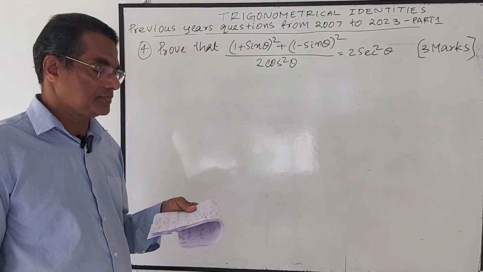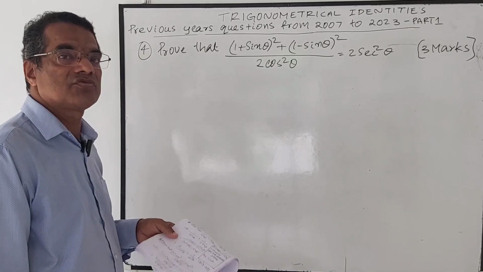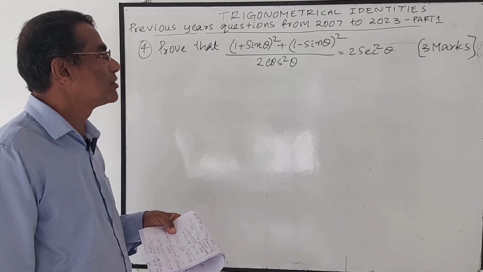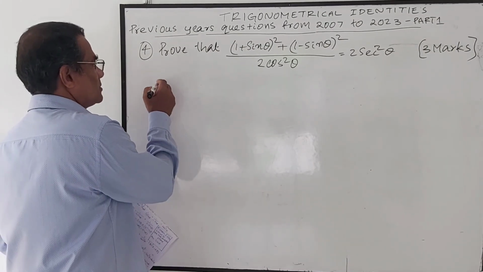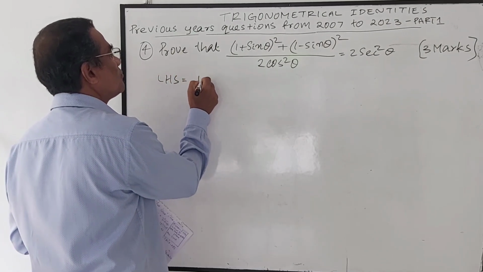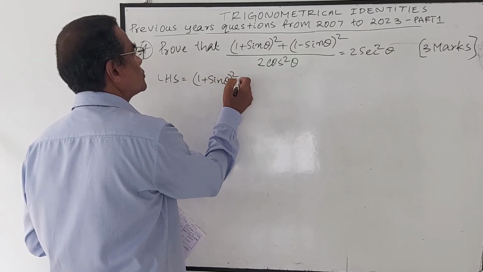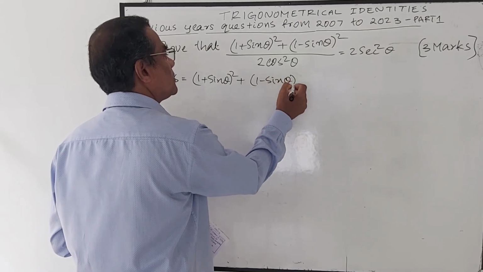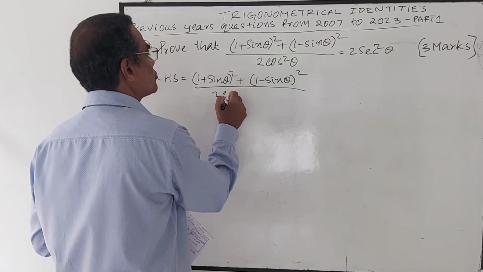The fourth question. Prove that 1 plus sin theta whole square plus 1 minus sin theta whole square divided by 2 cos square theta equal to 2 sec square theta. Left side equal to 1 plus sin theta whole square plus 1 minus sin theta whole square divided by 2 cos square theta.